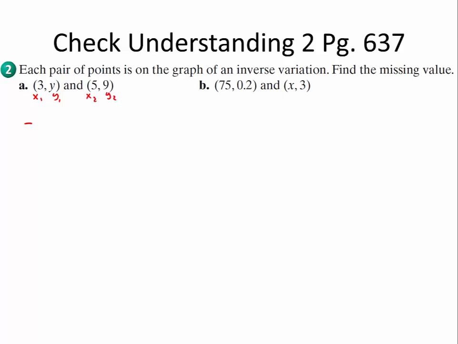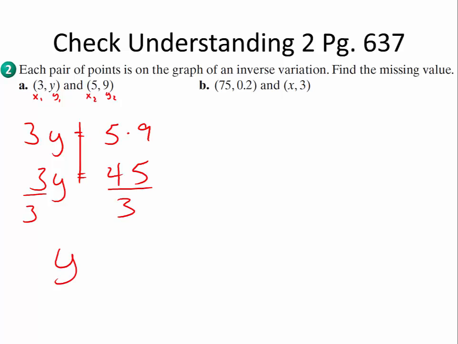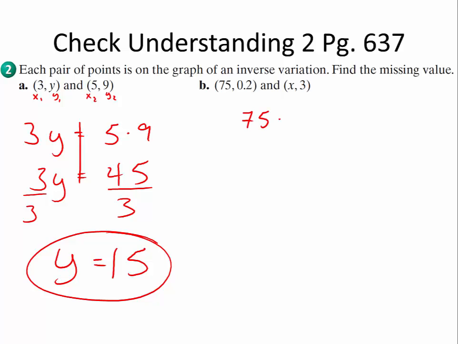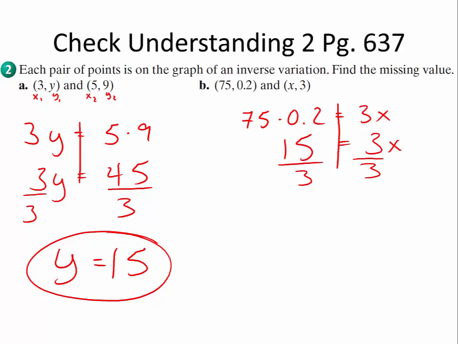So for here, we have 3 times y equals 5 times 9, and 3y equals 45. Divide by 3 to both sides, and you get y equals 15. And then for over here, you have 75 times 0.2 equals 3 times x. 75 times 0.2, which is 15, equals 3x. Divide by 3 to both sides, and you get x equals 5.